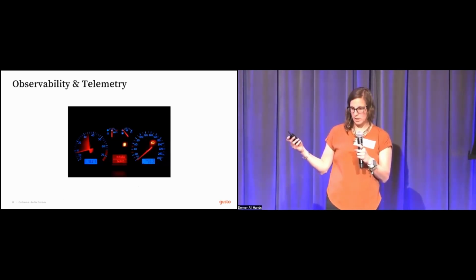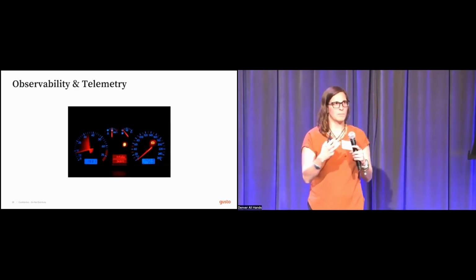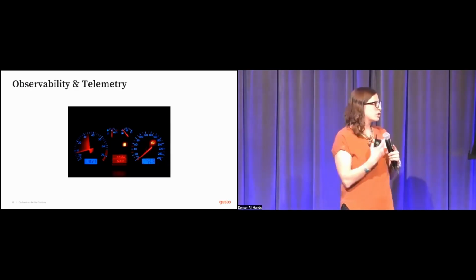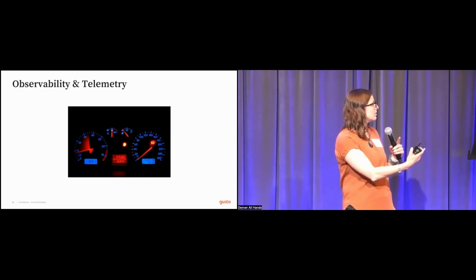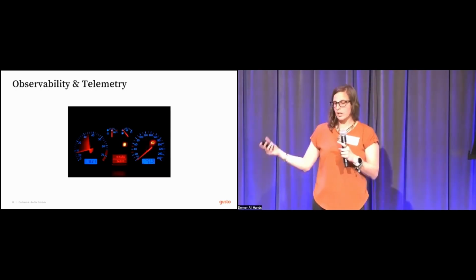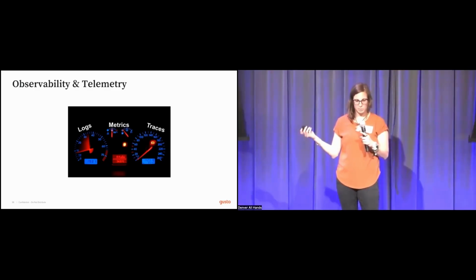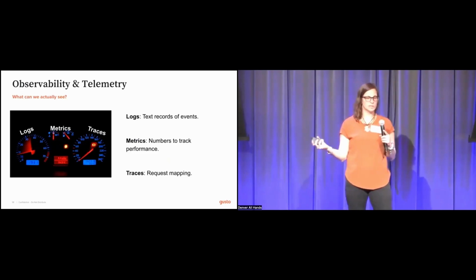Telemetry, going back to the window analogy, is sort of like a car dashboard. It shows you fuel level, speed, engine warnings, things like that. But in our case, it's with code. Now we can see what was previously invisible. So what can we see?